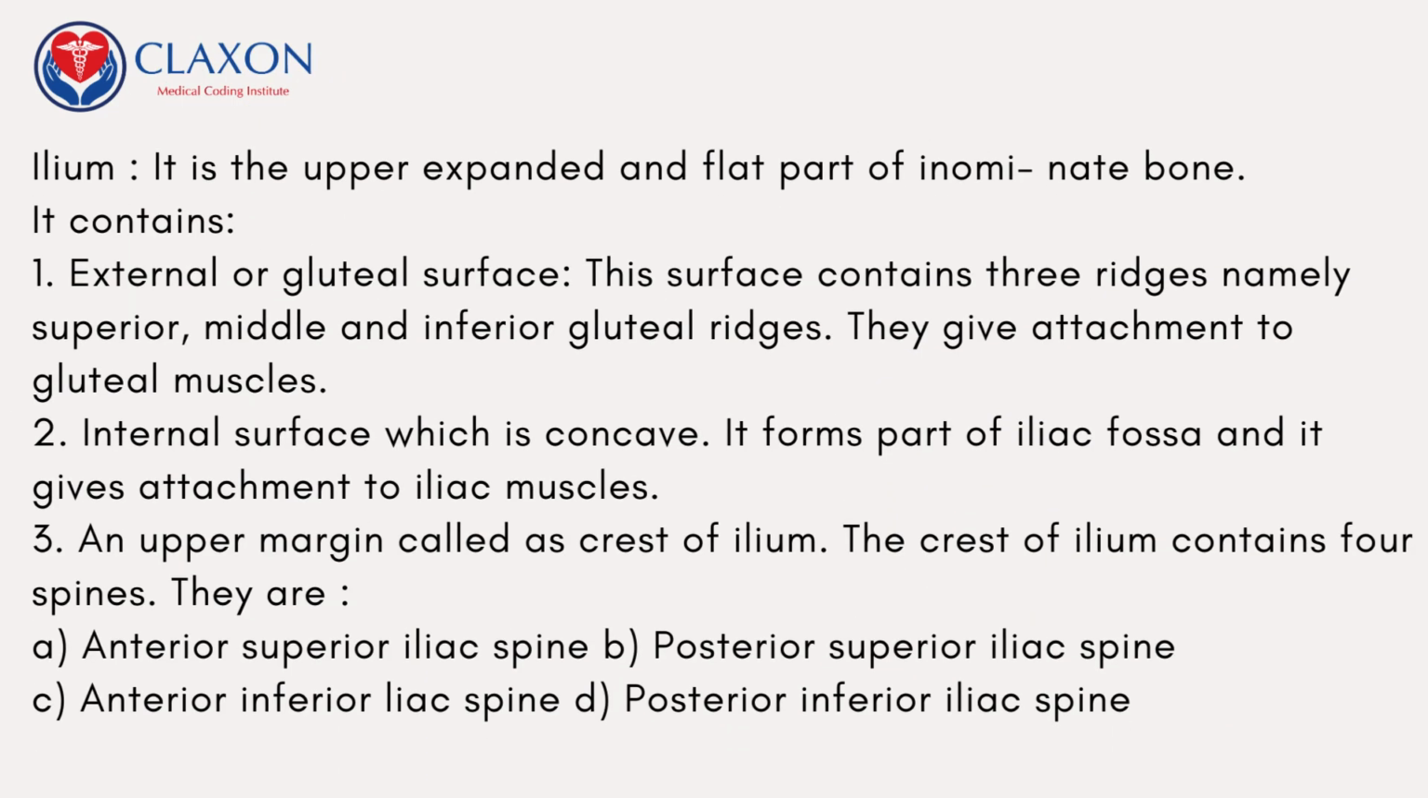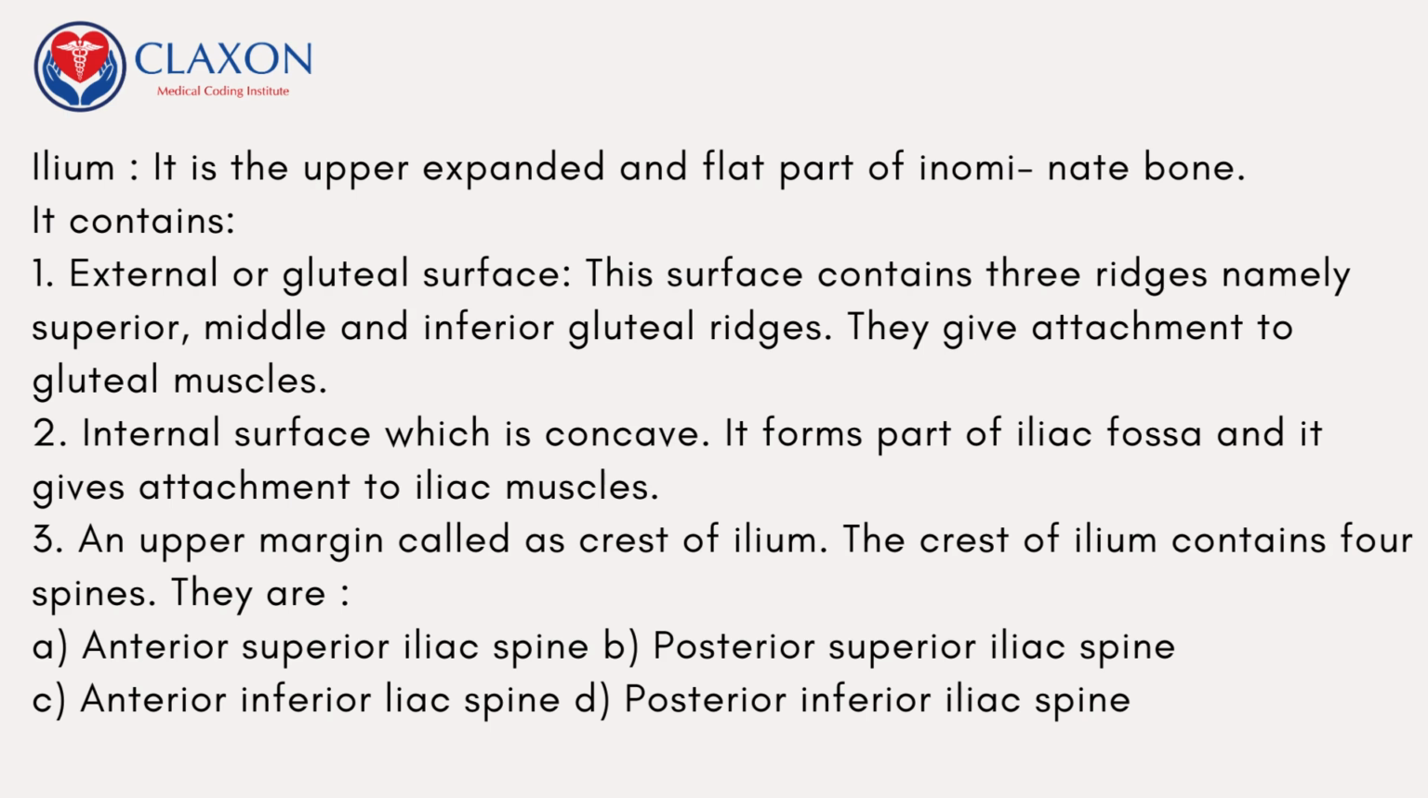Ilium, it is the upper expanded and flat part of innominate bone. It contains 1. External or gluteal surface. This surface contains 3 ridges, namely superior, middle, and inferior gluteal ridges. They give attachment to gluteal muscles. 2. Internal surface, which is concave. It forms part of iliac fossa and it gives attachment to iliac muscles.